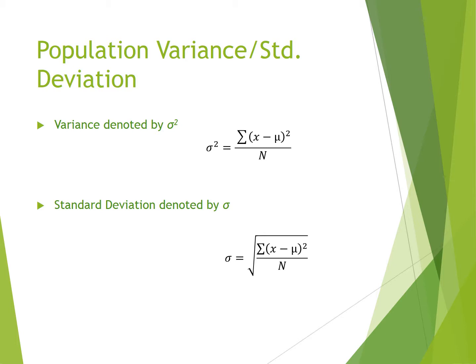That's why we square it, because when we square a negative number, it becomes positive. So after we square it, we add them up, then we divide by the number of numbers in the population. We call the population variance sigma squared.